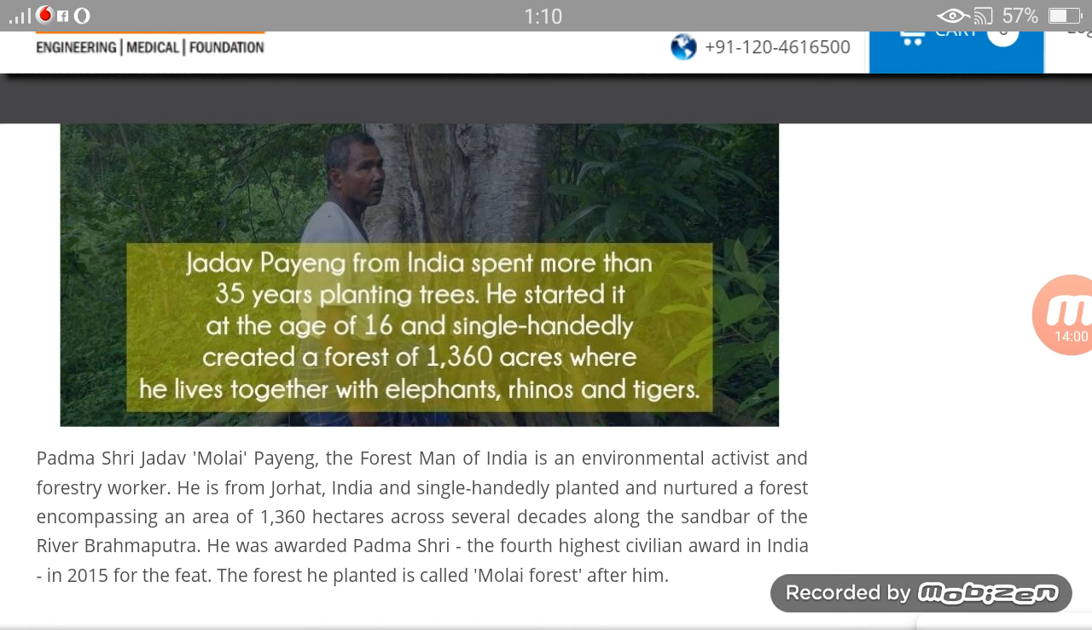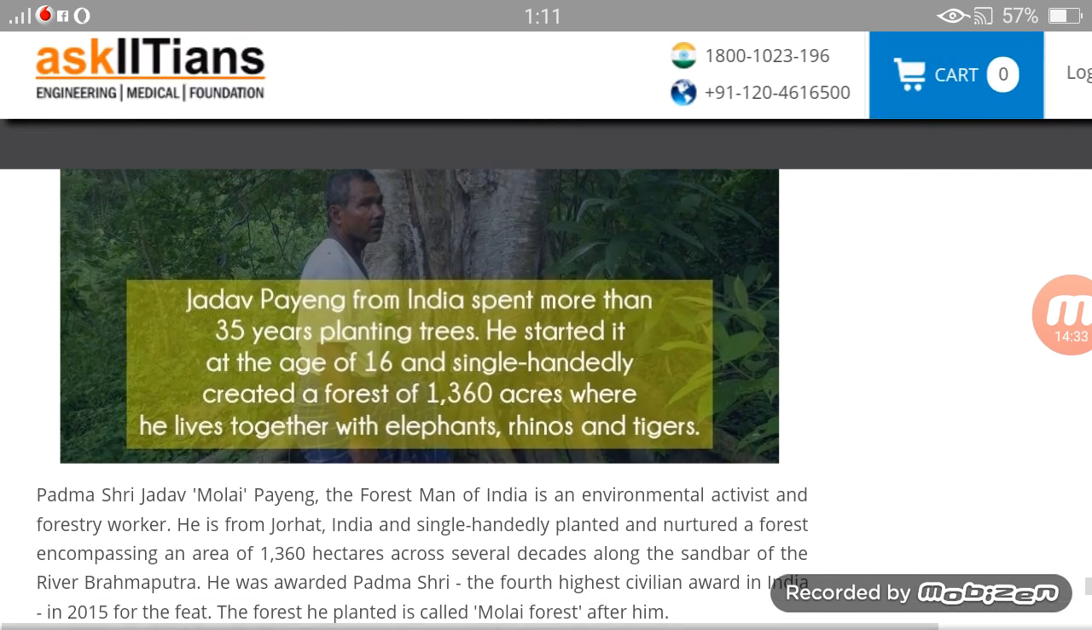So we have studied about the person, who single-handedly planted so many trees that he created a forest of 1,360 acres or hectares. Also he was awarded the Padma Shri award, which is the fourth highest civilian award in India, in 2015. This forest which he has created is known as the Molai Forest because his name is Jadav Molai Payeng. So here your chapter is completed totally.